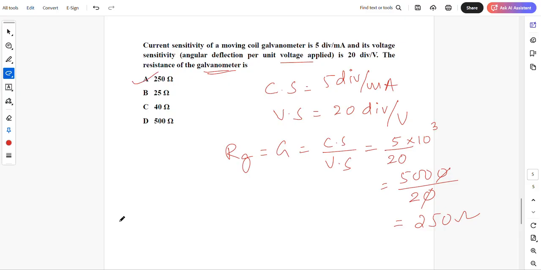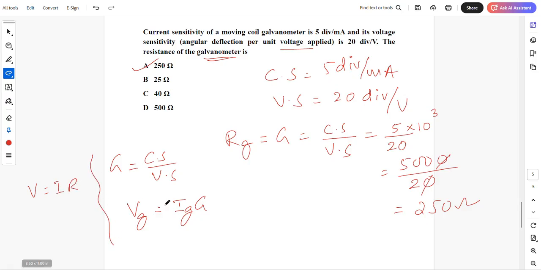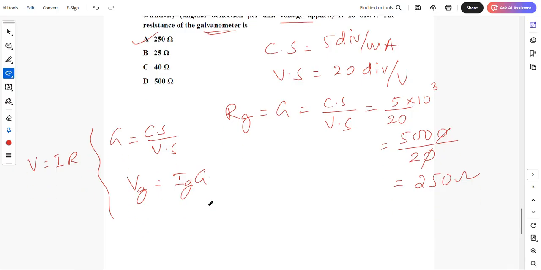But how did we get this answer? How to remember: galvanometer resistance is equal to current sensitivity by voltage sensitivity. We know by Ohm's law, Vg is equal to Ig into G, because V is equal to I into R. In the same way, I have taken galvanometer resistance. Vg is nothing but galvanometer voltage, the full scale deflection voltage, that is N into 1 by Vs.